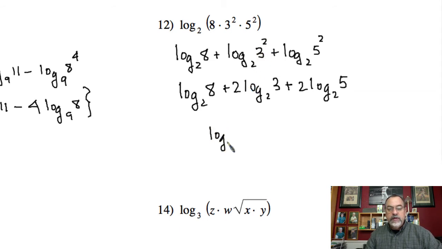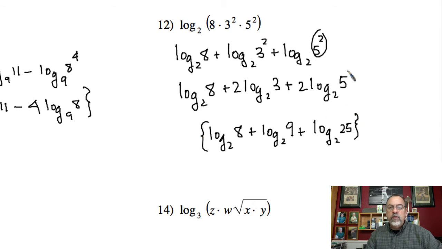You could do log base 2 of 8 plus, and then you could do 3 squared, which is 9, so log base 2 of 9 plus, and then 5 squared is 25, so log base 2 of 25. So if these are small enough, you could do it this way, or you could do it this way. Either way would be acceptable, but with smaller exponents. But if these are larger, it's better just to put it in front than to try to work out, like 5 to the 5th or something like that.